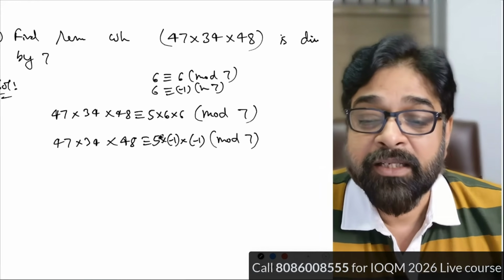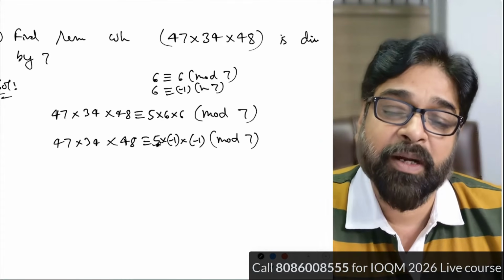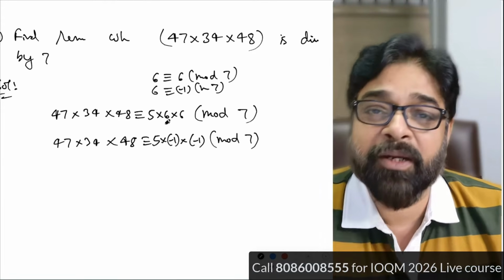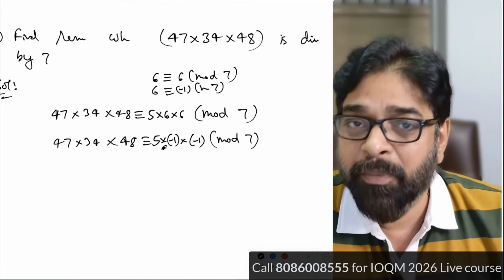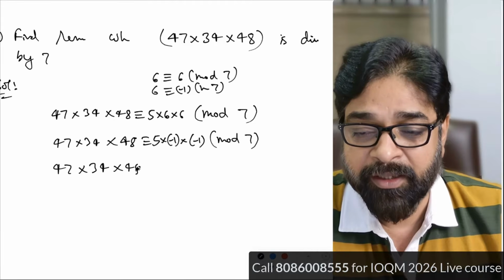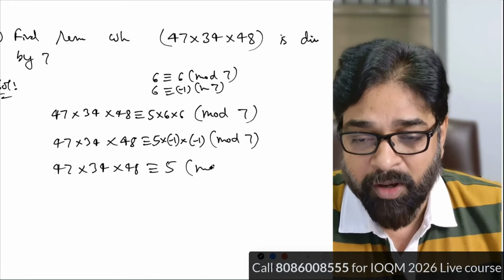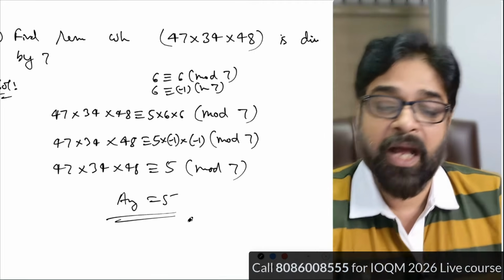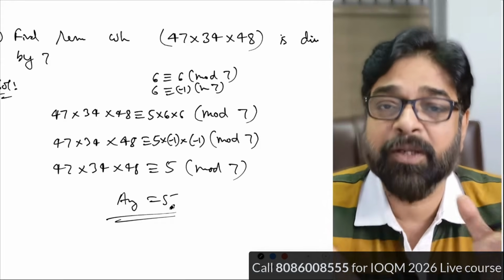You may ask, sir, this 5 also can be replaced by -2. Yes, you can replace it by -2, whatever way you want. Any number you can replace by the addition or subtraction of 7. But I'm not replacing because I want some positive number. So -1 multiplied: 47 into 34 into 48 will be congruent to -1 into -1 is 1, and 5 modulo 7. That means the answer will be 5. I'm sure everybody understood this point. Very, very simple question.